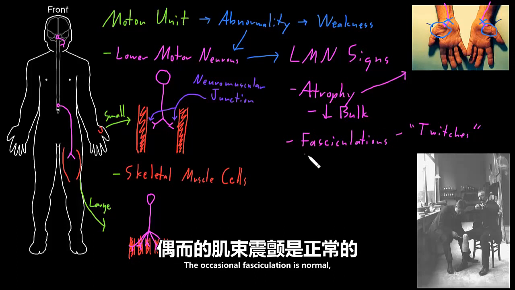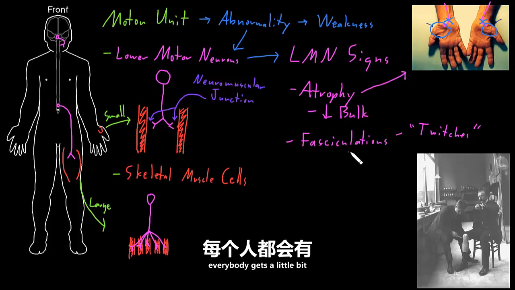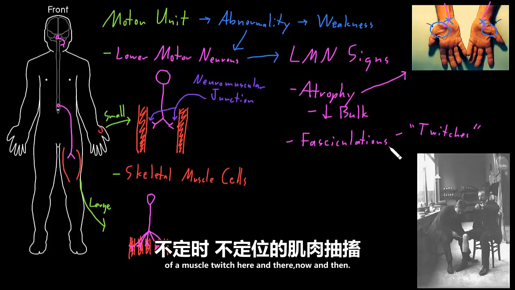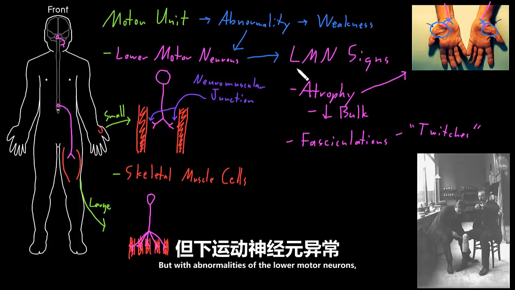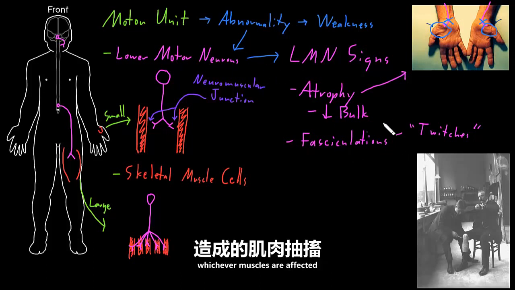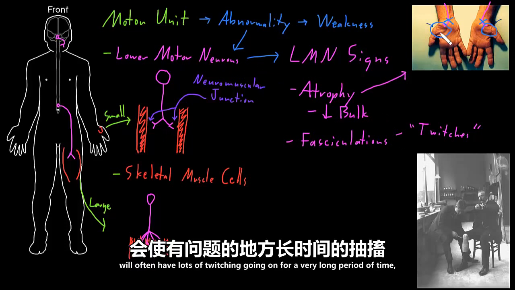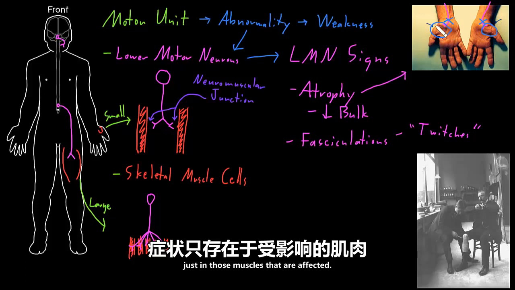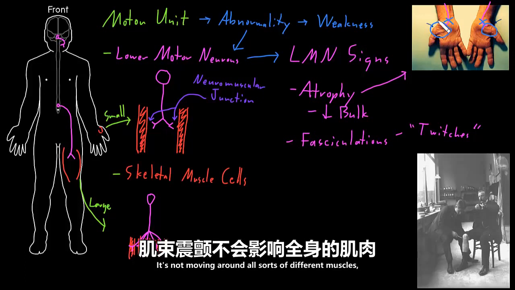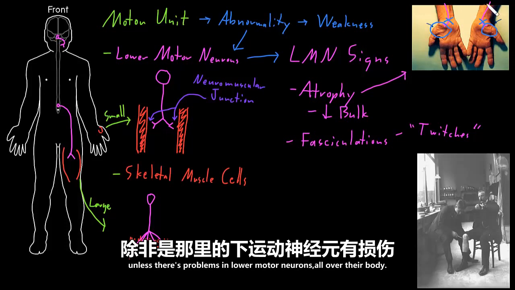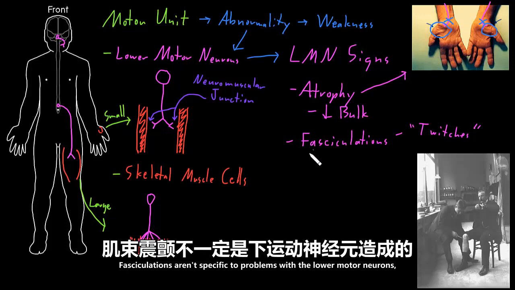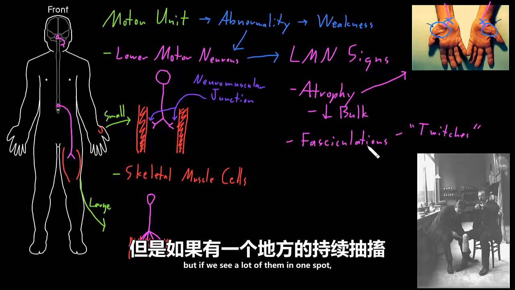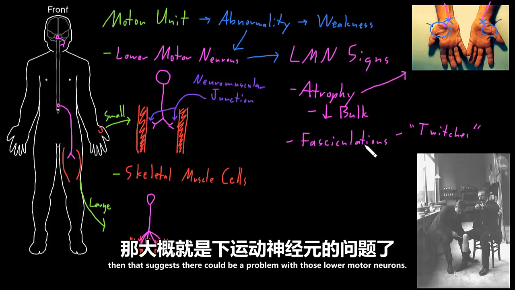Now the occasional fasciculation is normal. Everybody gets a little bit of a muscle twitch here and there now and then. But with abnormalities of the lower motor neurons, whichever muscles are affected will often have lots of twitching going on for a very long period of time, just in those muscles that are affected. It's not moving around all sorts of different muscles unless there's problems in lower motor neurons all over their body. So fasciculations aren't specific to problems with the lower motor neurons, but if we see a lot of them in one spot, then that suggests there could be a problem with those lower motor neurons.